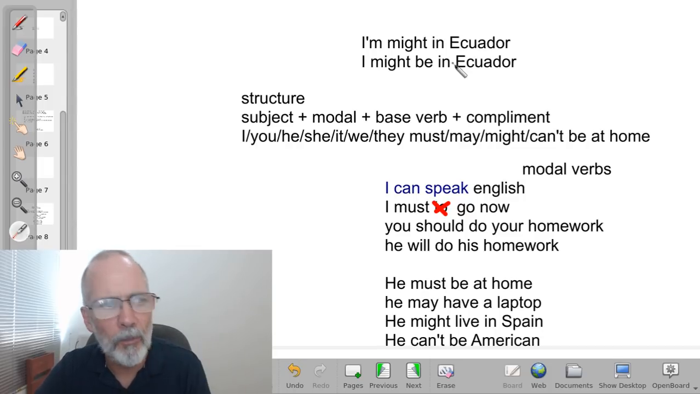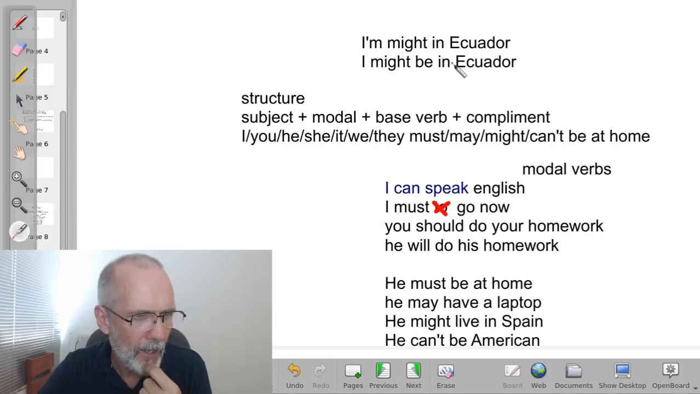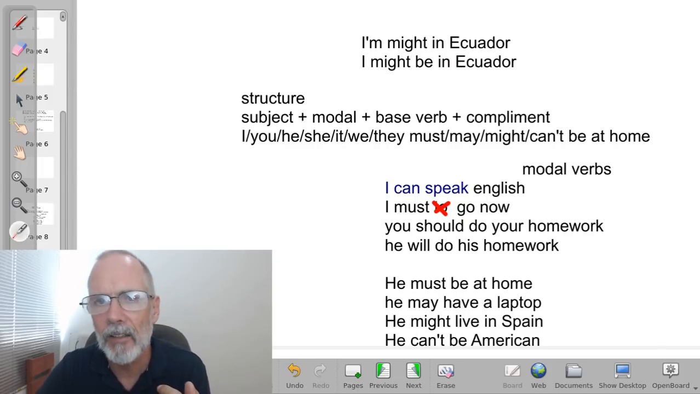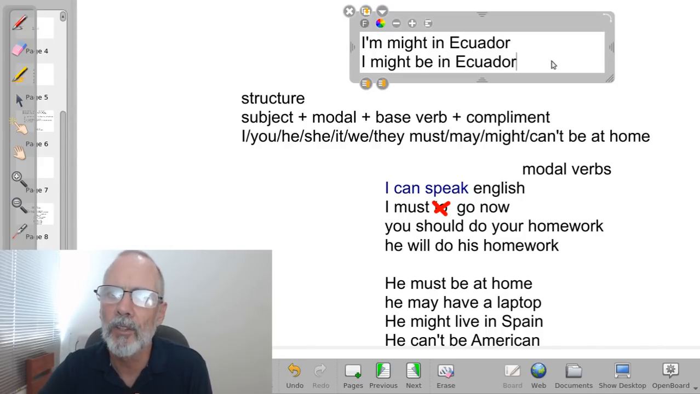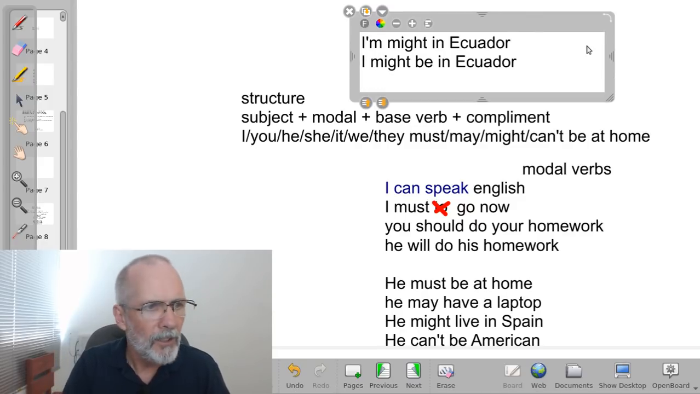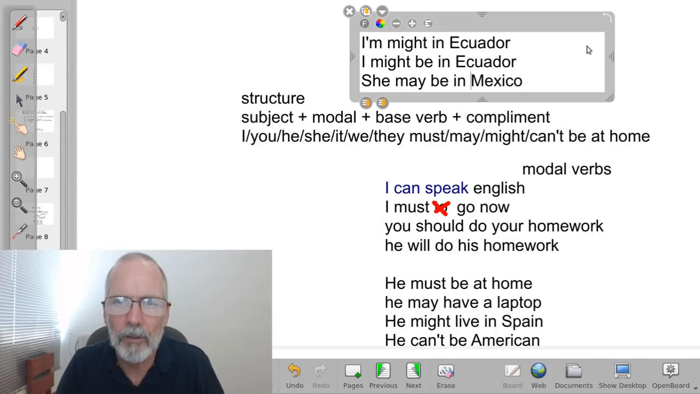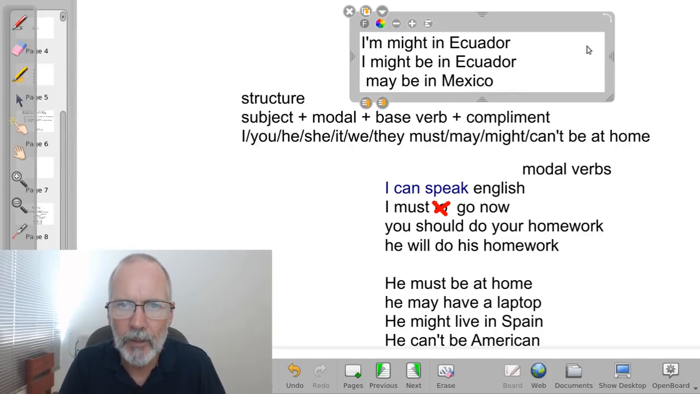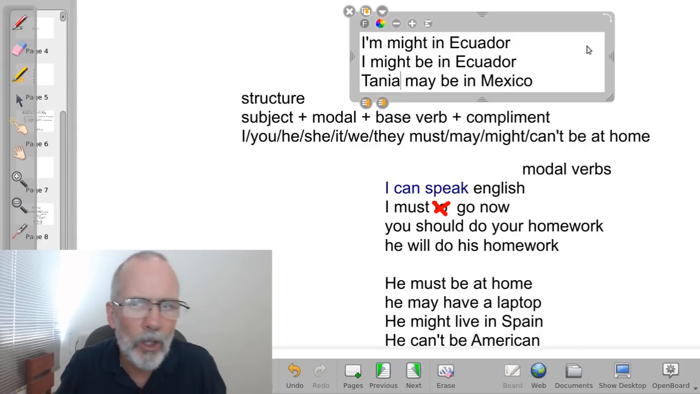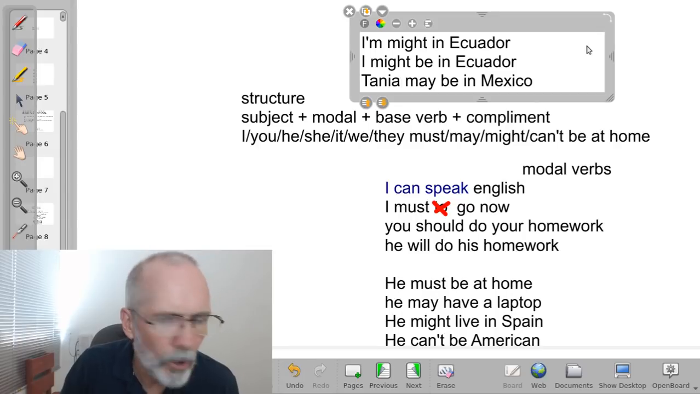I could make an assumption about somebody in the chat. In the chat, I have Tania Maria Garcia. I don't know where Tania is, so I could say, well, she's probably in Latin America. She may be in Mexico. It's an assumption. Tania may be in Mexico, but I don't know if she's in Mexico or not.